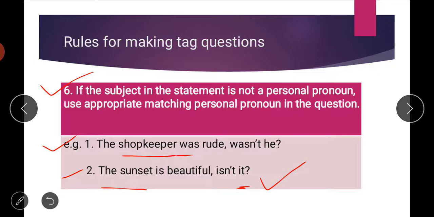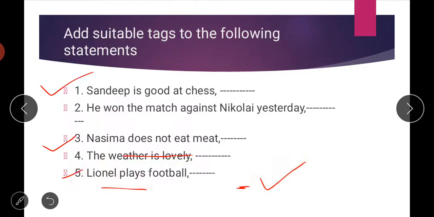This is all about your rules. There are 6 rules, and these are very simple rules, very easy things, for forming the tags of the question. This is a very easy topic. I hope this is clear. So moving to the next one now. Next is add suitable tags to the following statements. Now it's your practice time, students. You have to form the tags of these statements.